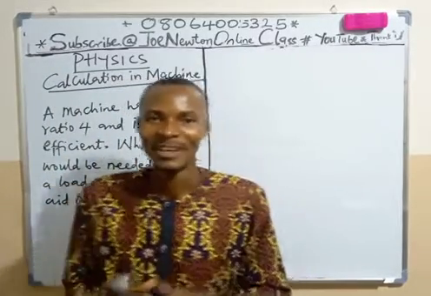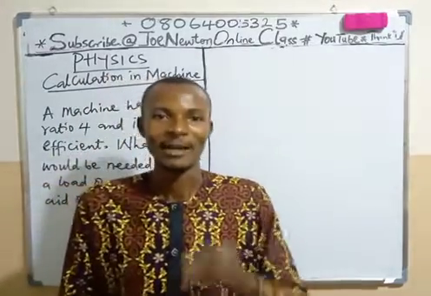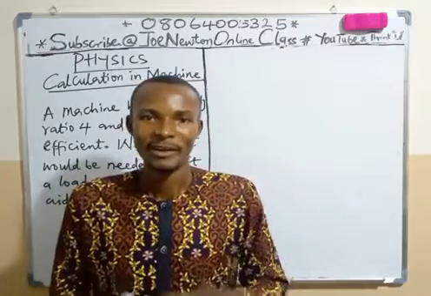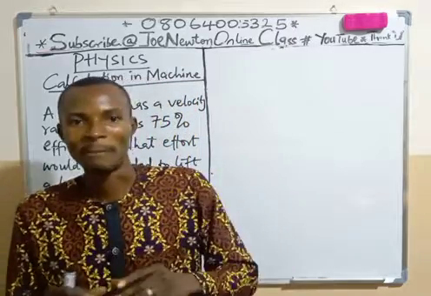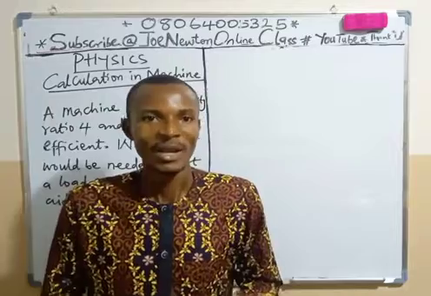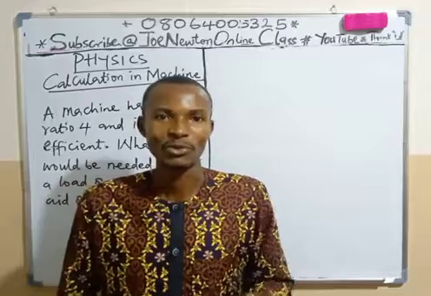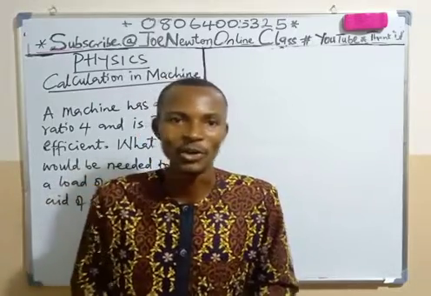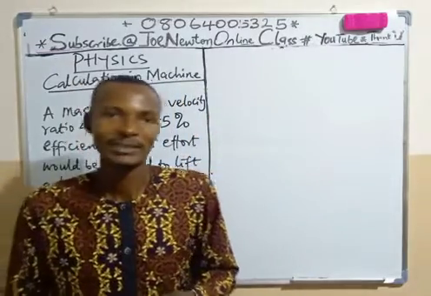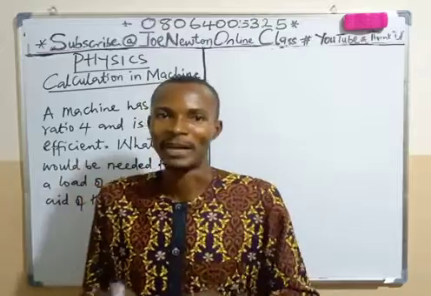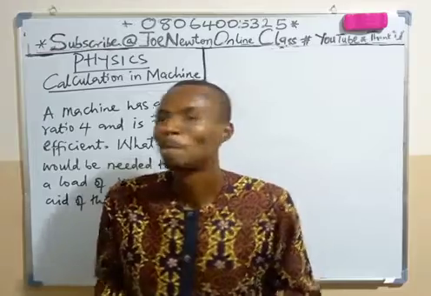In this class, let us do this calculation in physics, that is calculation in machines. Remember that in our last class, we treated the concept of machines, all the examples and types of machines, mechanical advantage, the terms used in describing machines, velocity ratio, and even efficiency. Now in this class, we are going to look at calculation examples that involve machines. Let's look at the question on the board and tackle it quickly.